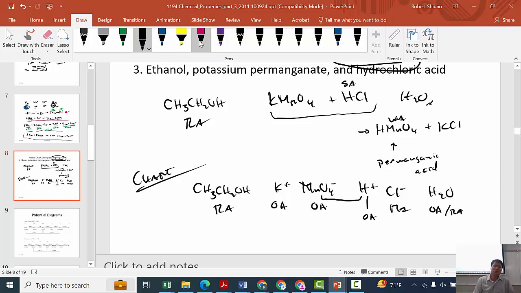And then we look for the strongest oxidizer. The strongest oxidizer is what? You have your choice. Potassium ions, like in sea salt. Are you worried about that?